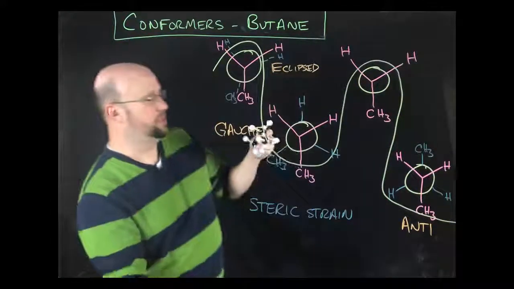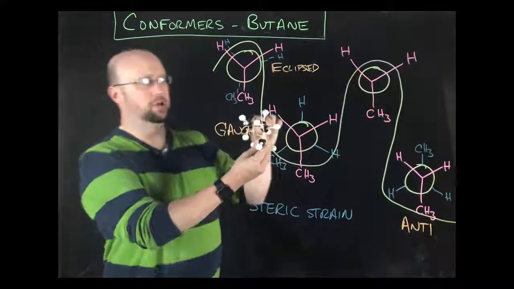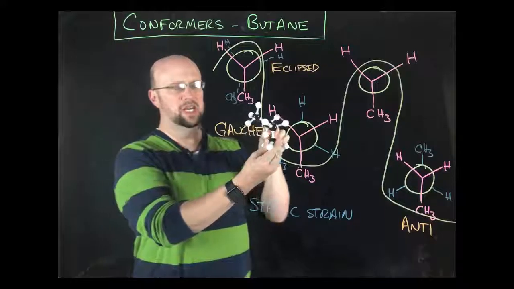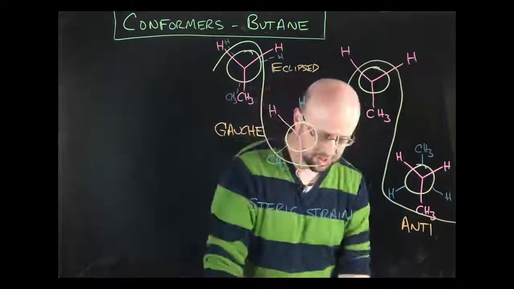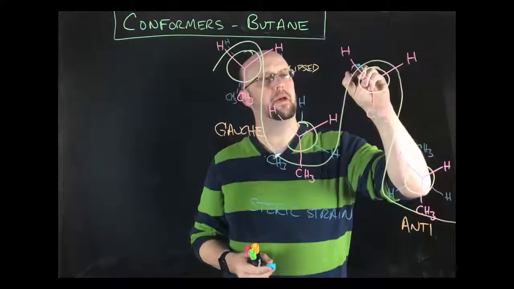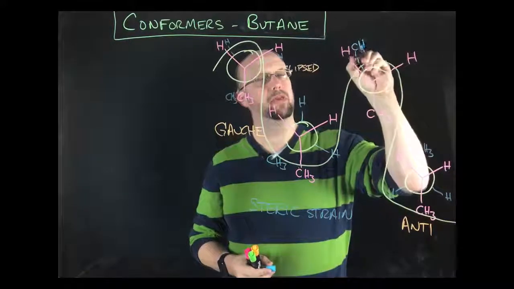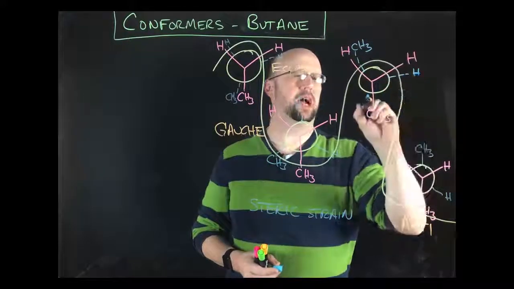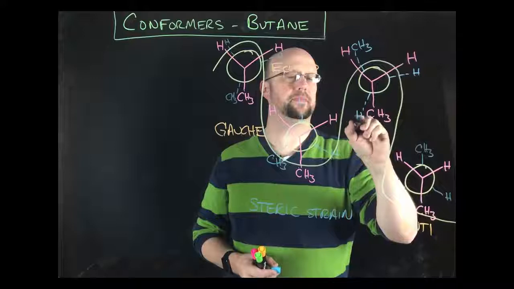So what happens if we rotate it again then? Okay, so we're at gauche conformation. I'm going to rotate it again. If I rotate it again, then here is my new situation, Newman projection-wise. So now I've got my methyl group up here, and I've got my hydrogens. Okay?